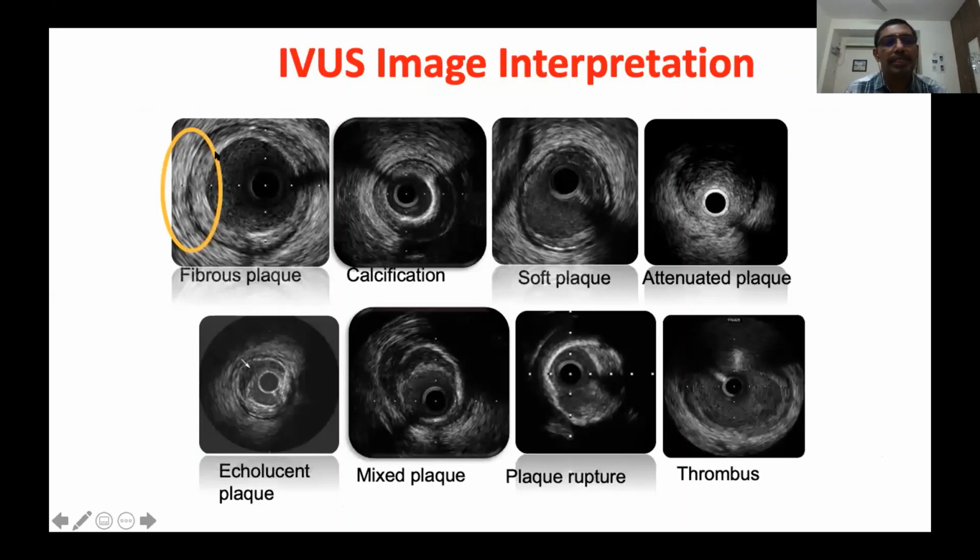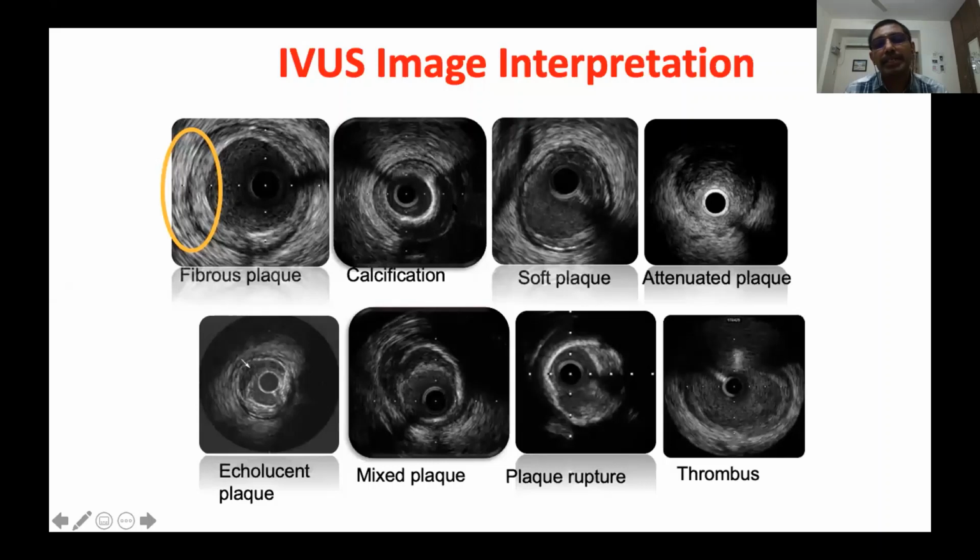What is echogenicity? So this is your adventitia and this is your plaque. Both have similar echogenicity. That is your fibrous plaque. So isoechoic is fibrous plaque. And you see the tissue here. See what is the echogenicity here? It is hyperechoic compared to adventitia. What additional features do you see? You are seeing only the leading edge of the plaque and deeper shadowing.